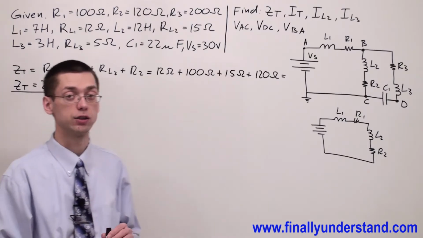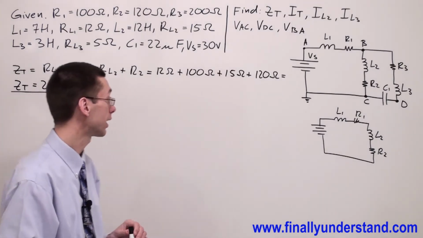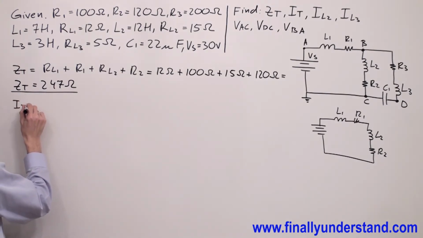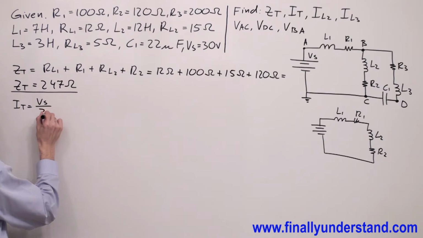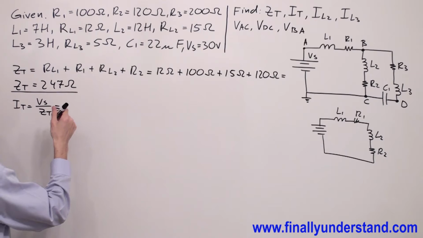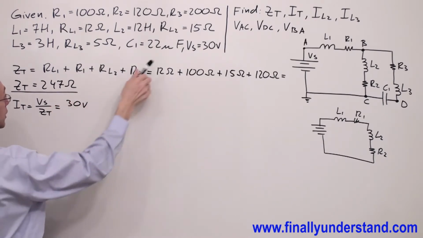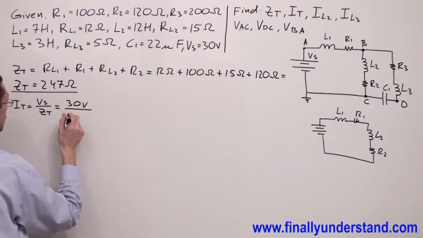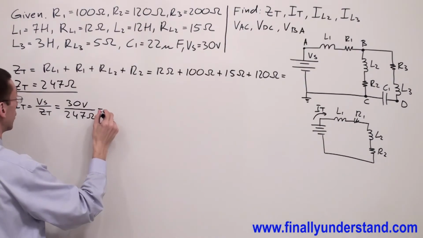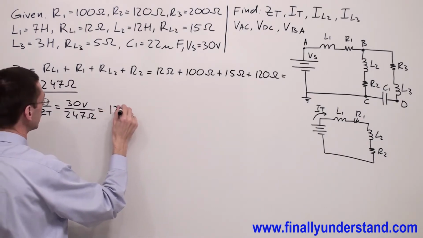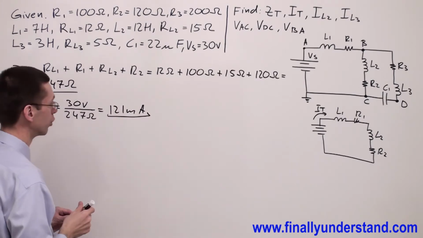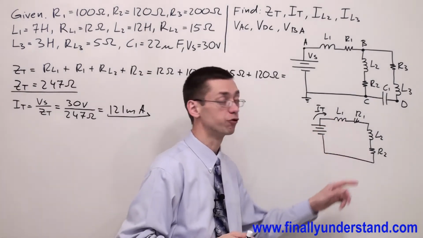Next, we're supposed to find the total current. In order to find total current, I'm going to use Ohm's law. So I total is equal to voltage source over Z total. The voltage source equals 30 volts, is given over here, over Z total, which is equal to 247 ohms. This is equal to 121 milliamps. And this is the current which goes through these four components.